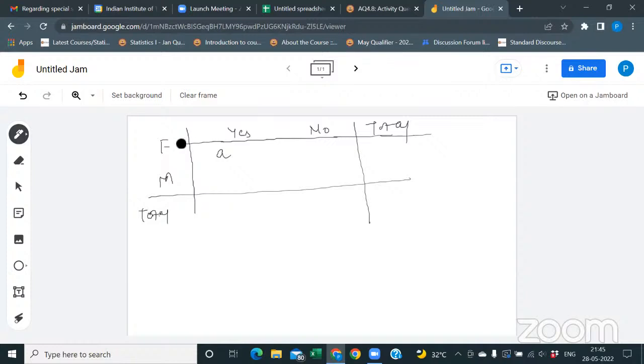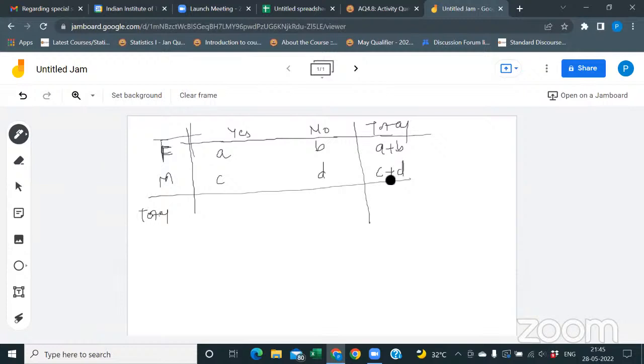Okay. Suppose B is the number of females who do not own the phone, C is the number of males who own the phone, and D is the number of males who do not own. Then how many females are there? A plus B. How many males are there? C plus D.